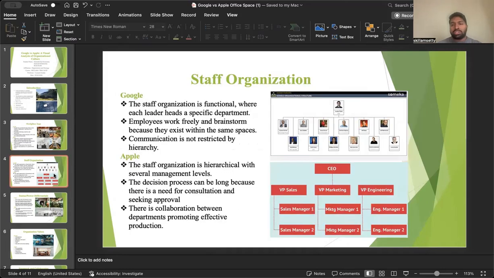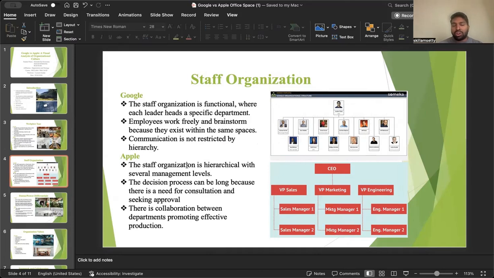And coming to the staff organization, if you see on the top screenshot, it's the Google hierarchy, how it goes on the staff, and below is the Apple hierarchy of the staff, how it goes. The staff organization at Google is functional, where each leader heads a specific department. Employees work freely and brainstorm because they exist within the same space. Communication is not restricted by hierarchy.